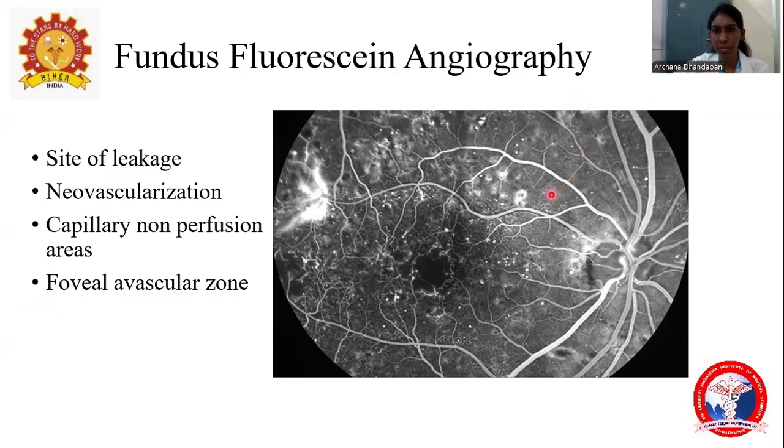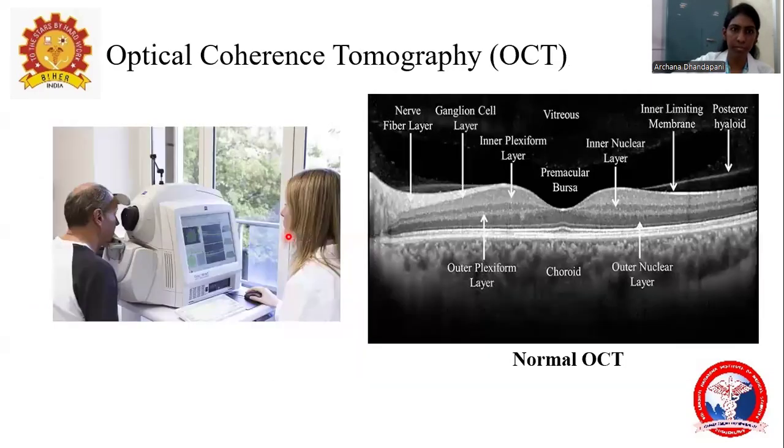And in this image, you could see multiple pinpoint leaks. This is the foveal avascular area, and you could see some disc leakage. And this profuse leakage will indicate the site of neovascularization.